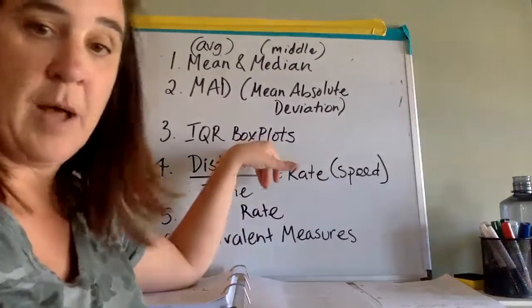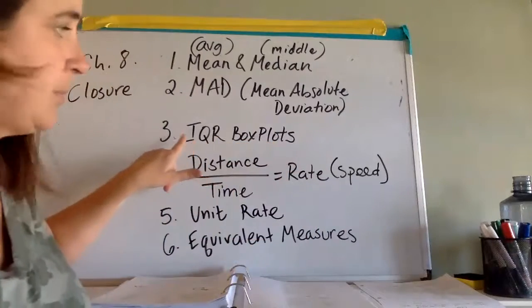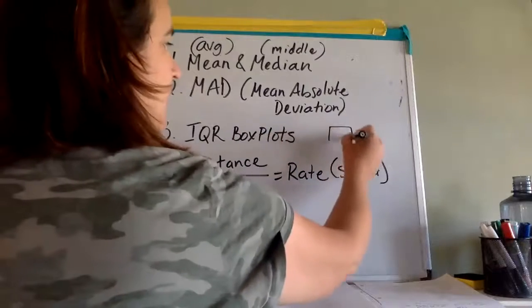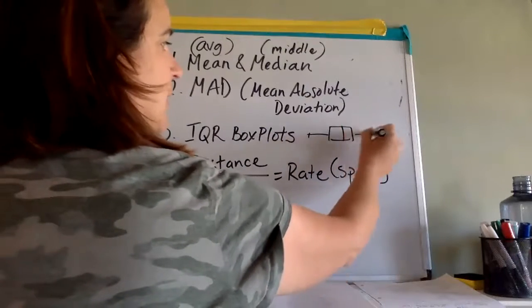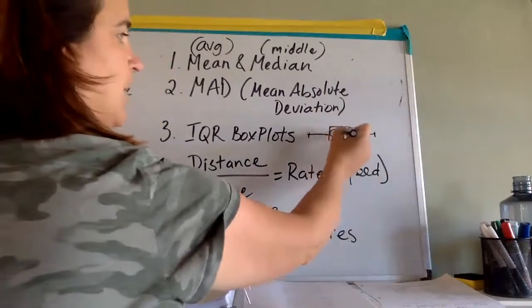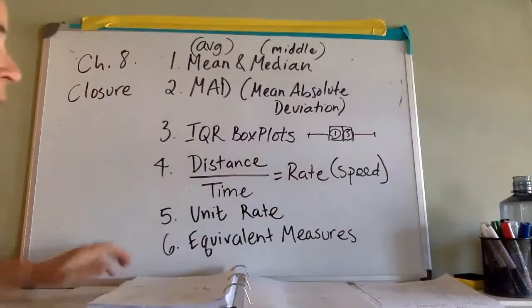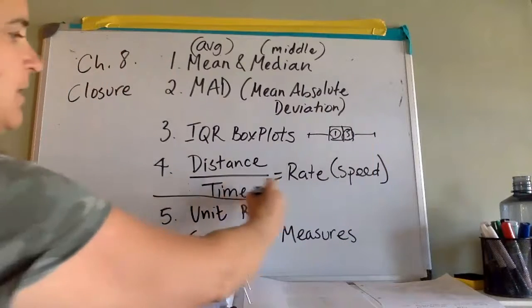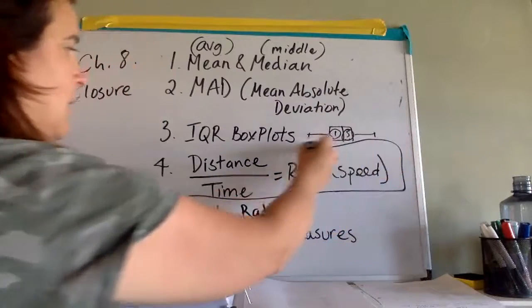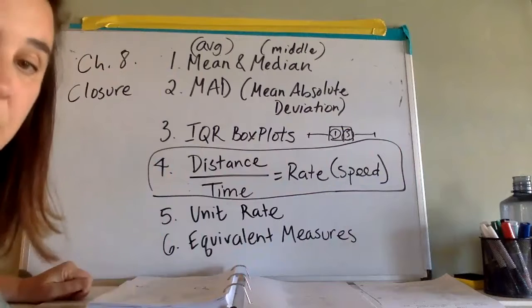We talked about box plots and interquartile range, which are these guys. We got the whiskers. This is the first quartile. This is the third quartile. We talked about at the very end, distance over time equals rate. Really handy equation to know.